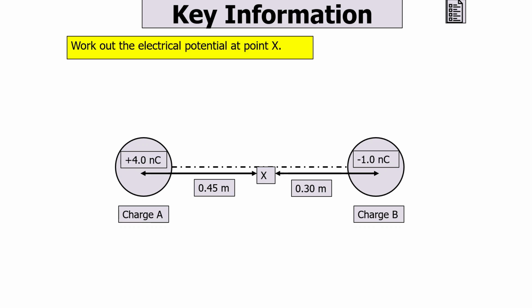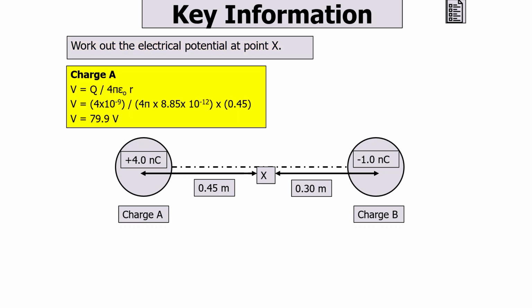And we can also, for the same situation, work out the electrical potential at point X. So you can work it out from charge A, where V equals Q over 4 pi epsilon 0 r, so 4 times 10 to the minus 9 over 4 pi epsilon 0 times 0.45, which is 79.9 volts.